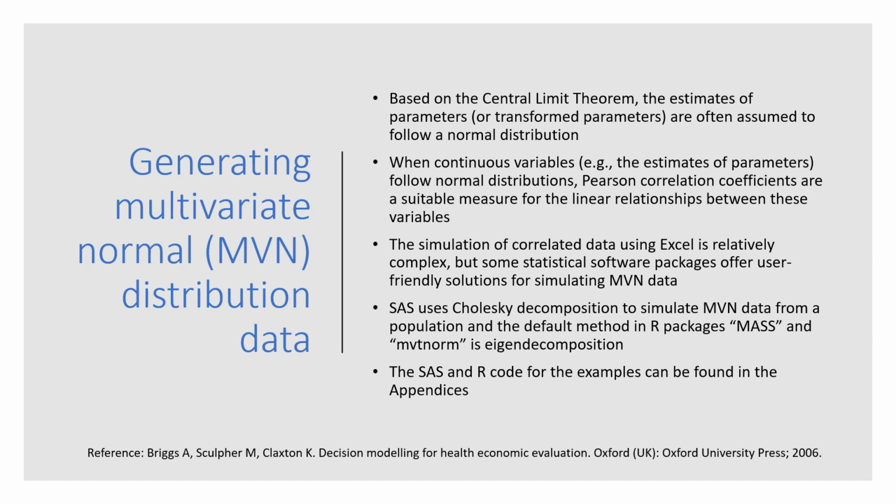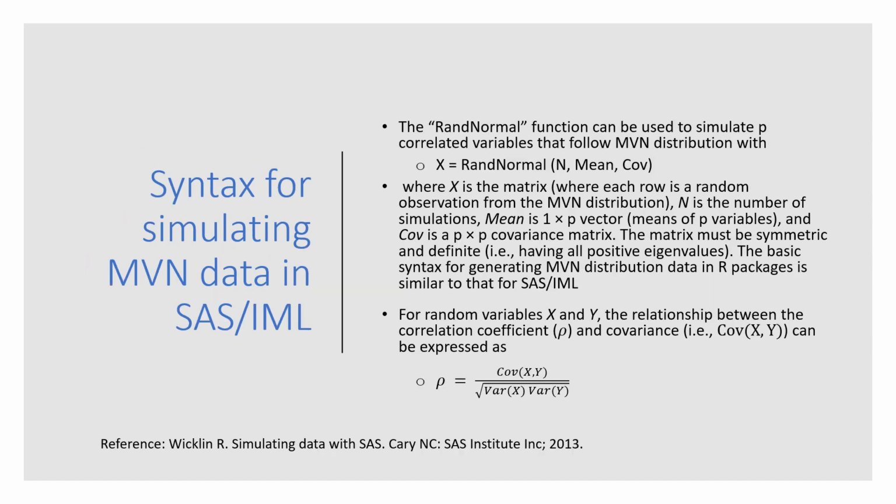The simulation of correlated data using Excel is relatively complex, but SAS and R offer user-friendly solutions for simulating multivariate normal distribution data. The syntax of simulating multivariate normal distribution data is presented in this slide. Basically, we need to provide the means of variables and the covariance matrix.